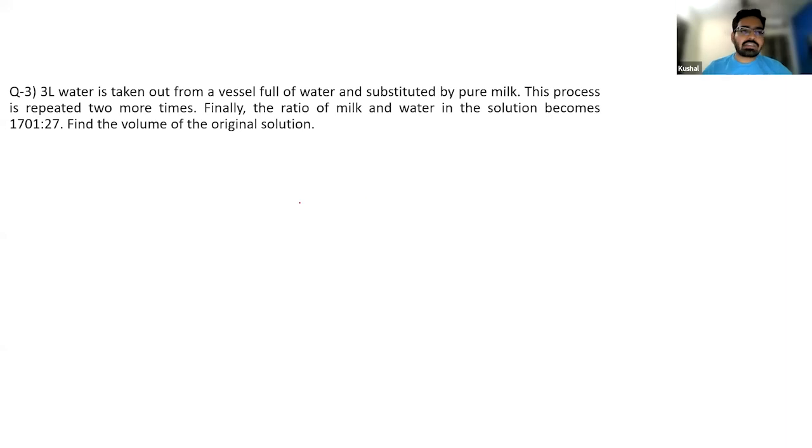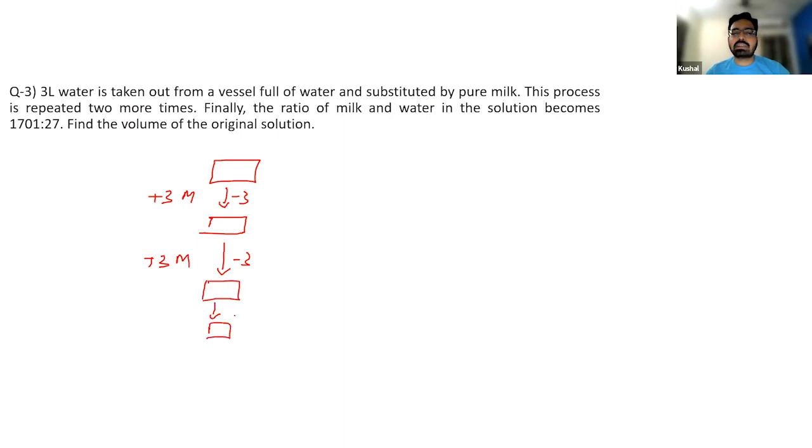Right. Let's try and solve this. 3 liters of water is taken out from a vessel full of water. So you have pure water and you are removing 3 liters from this and substituting it with pure milk. So you are adding 3 liters of pure milk. So you'll get a certain quantity over here. This process is repeated 2 more times. Again, you will remove 3 liters and add 3 liters of milk to this. You'll get a certain quantity. Again, remove the same 3 liters and add 3 liters of milk. So you'll get the same quantity over here. This process is repeated 2 more times.